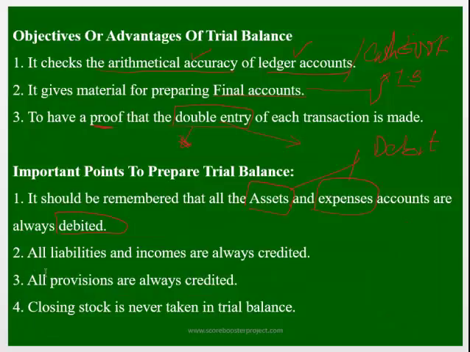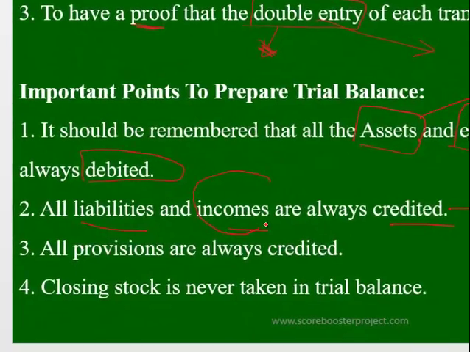Then another thing is all liability and income. All liability and income are always credited. They are not on debit. They do not have a debit balance. Liability and income or revenue related items, they are on credit balance.